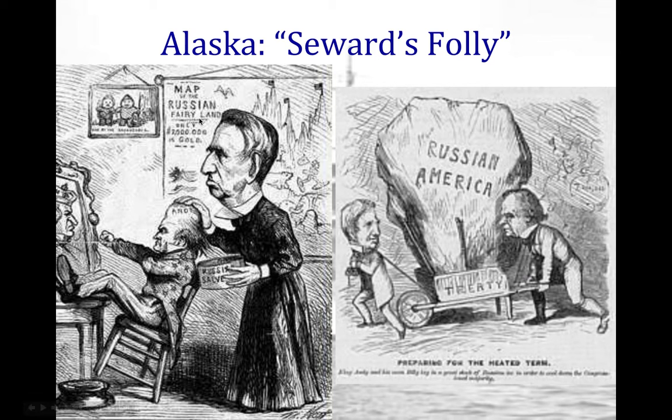And then if you look in the background, you see that there's a map, and it says the map of the Russian fairyland, and then it says only $7 million in gold. So again, it's sort of mocking the value of Alaska, the idea that they just dropped $7 million on this, but what were they actually getting back from Alaska?